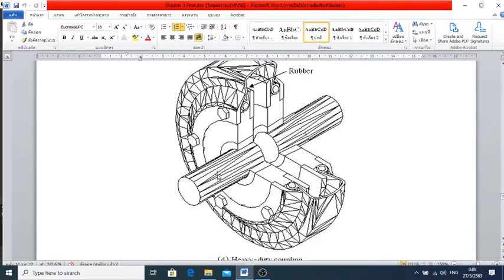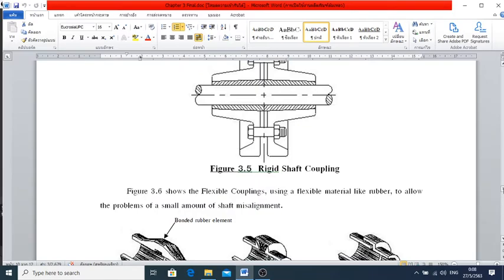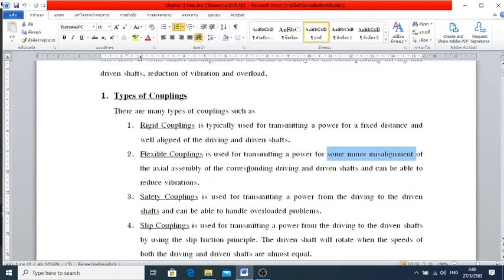So that's why the driving shaft and the driven shaft, even if they have some misalignment, if we apply the rubber between the driving and driven shafts, it can allow for that. So therefore, this kind of thing is going to be the flexible coupling.